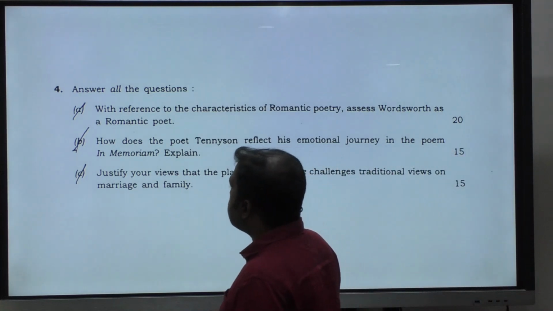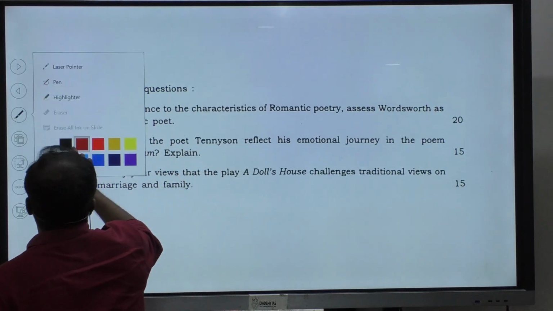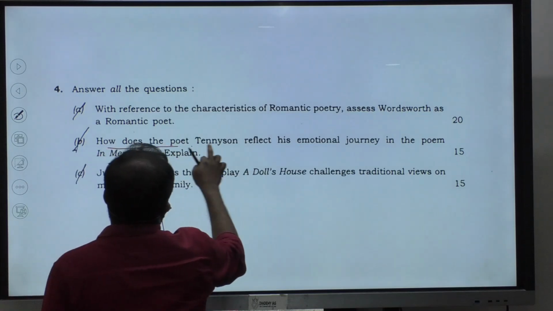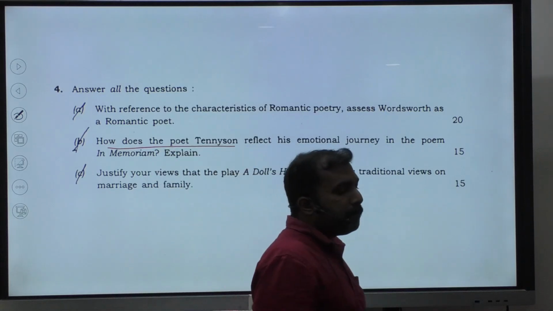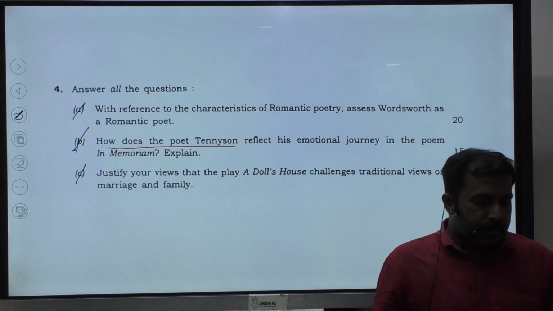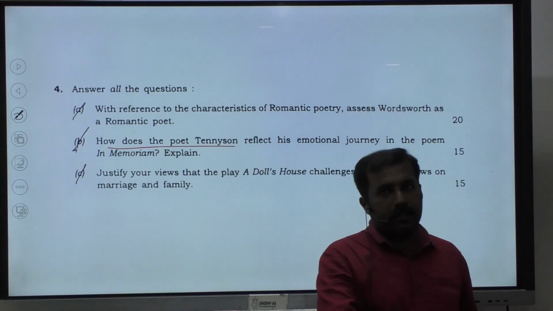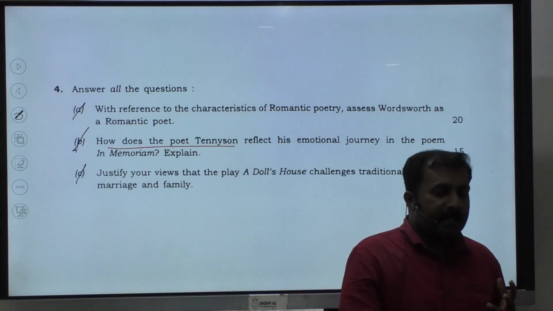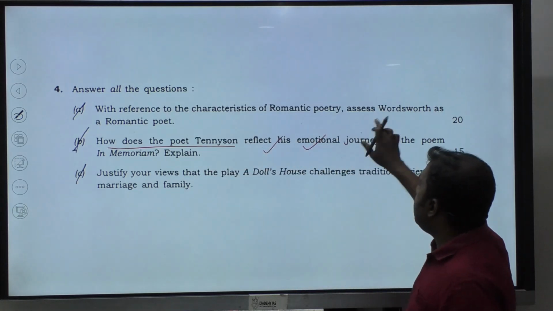Then the next question was, how does the poet Tennyson reflect on his emotional journey in the poem In Memoriam? So that's also another important question here. Here we mainly have to focus on the tone and mood of Alfred Tennyson. Actually the question is, how does the poet Tennyson reflect his emotional journey?